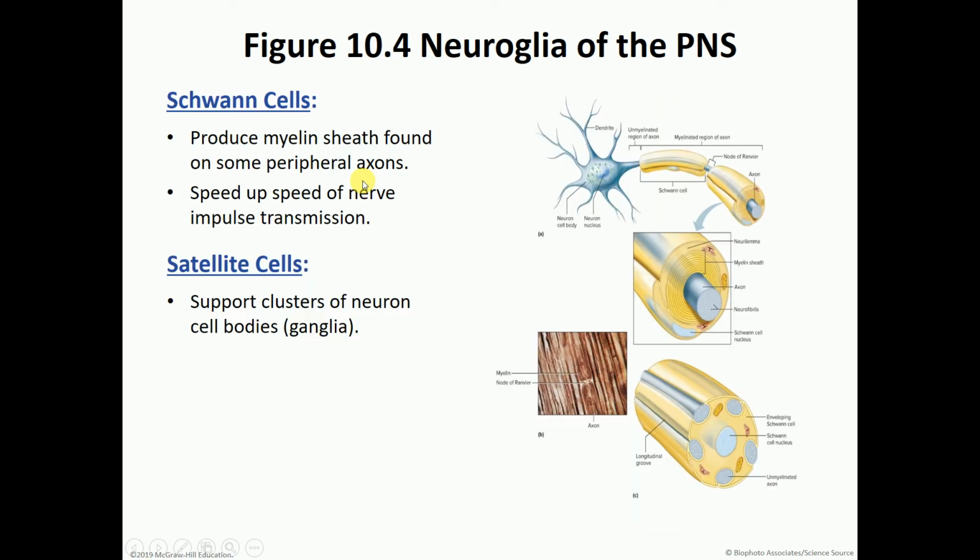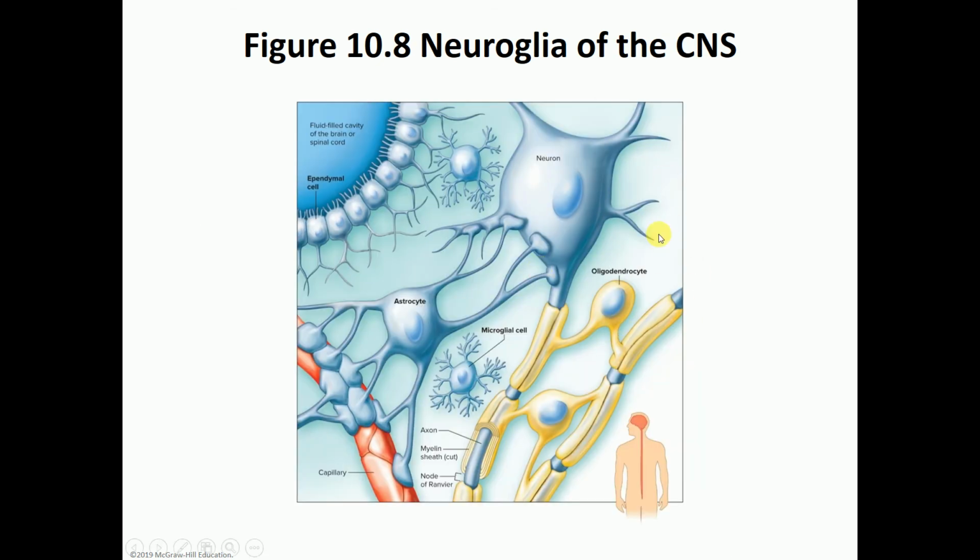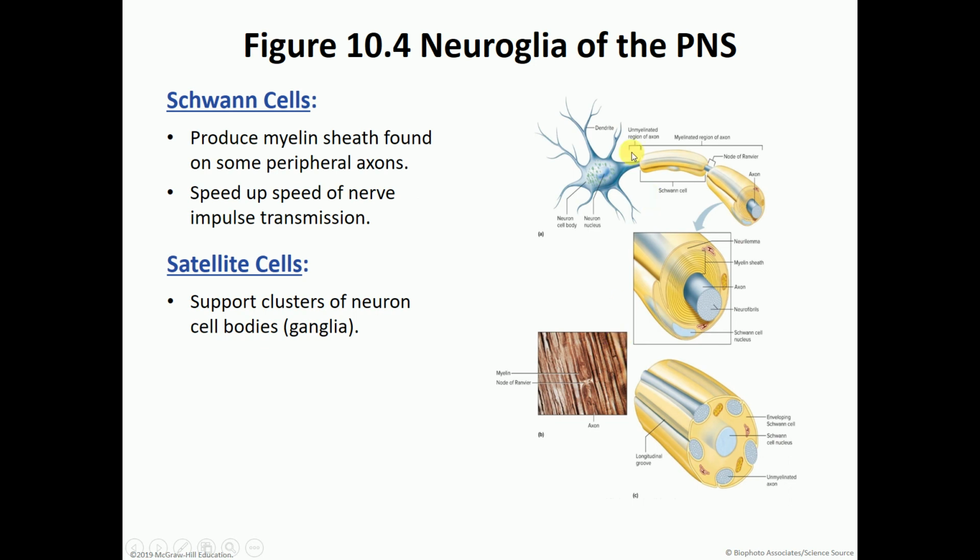Now for the neuroglia in the peripheral nervous system. They're different. We've got Schwann cells. Schwann cells make myelin sheath in the peripheral nervous system. And remember, we said that it speeds up the transmission of action potentials. We also have satellite cells, and satellite cells support those little clusters of cell bodies that we called ganglia. So make sure you are comfortable with the fact that myelin sheath in the CNS is made by oligodendrocytes, while myelin sheath in the peripheral nervous system is made by Schwann cells.